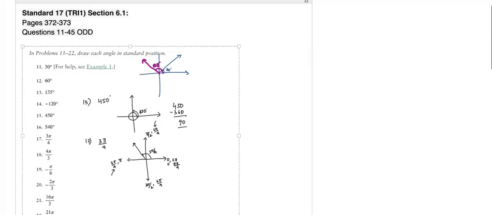Okay. So the next angle that I have is a negative angle, negative pi over 6. Because it is a negative angle, I know that I have to travel in the clockwise direction now. So this is 19 and my angle is negative pi over 6. Again, I'm going to start with this initial side, but this time I'm going to travel in this direction.